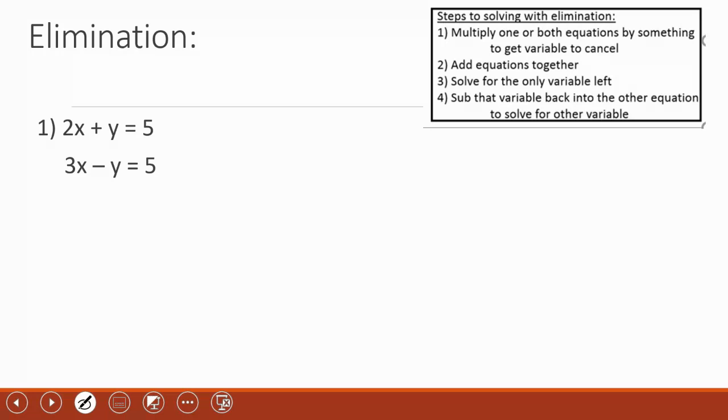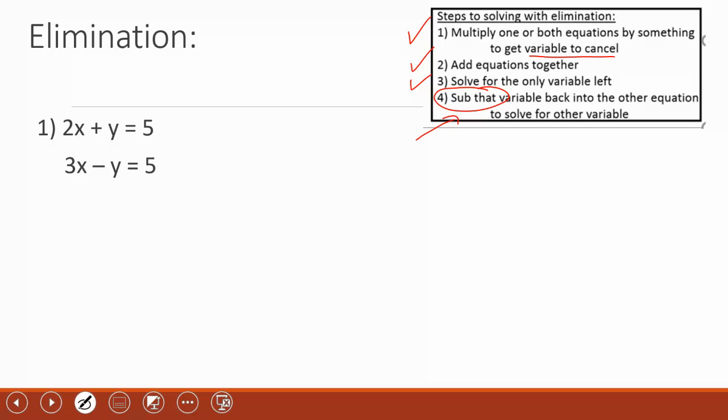You will not always use all these steps. The first step is to multiply one or both equations by something to get the variable to cancel. Sometimes you don't have to do that. Second step, add the equations together. You will always do that. Solve for whatever is left, and then substitute that back in to find the other one. You might notice that the fourth step is the same as when we do substitution.